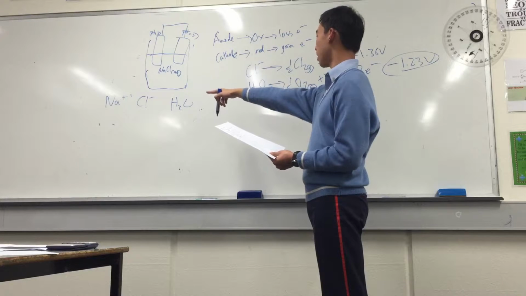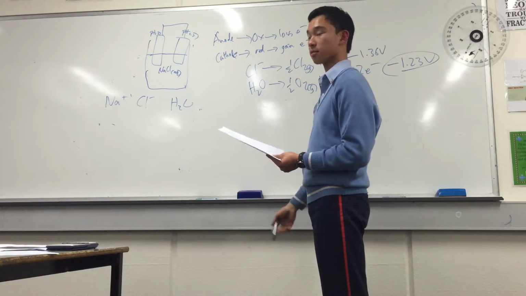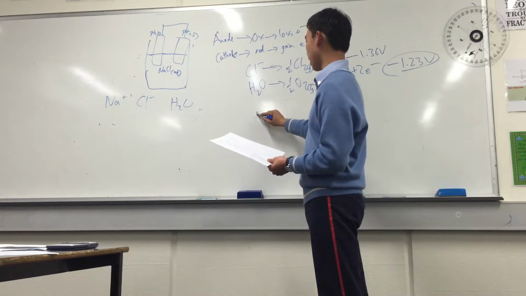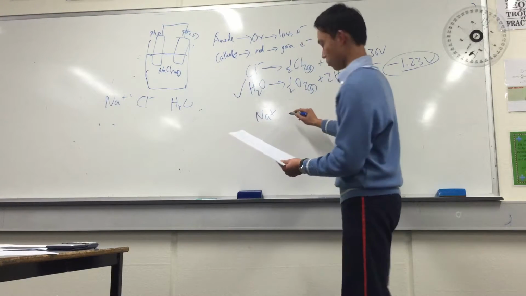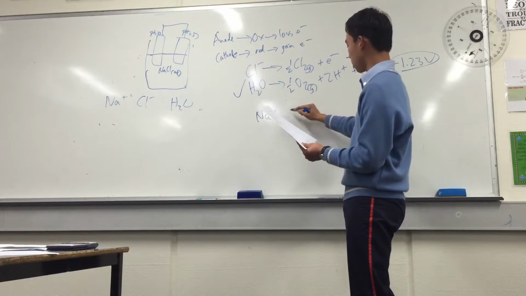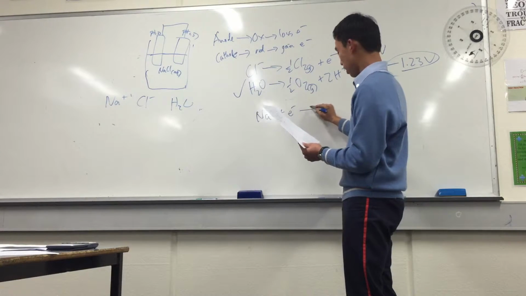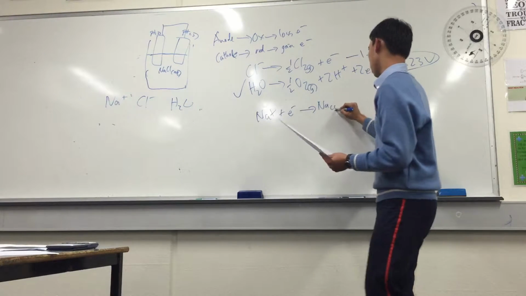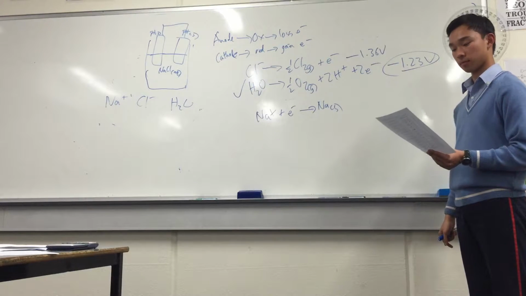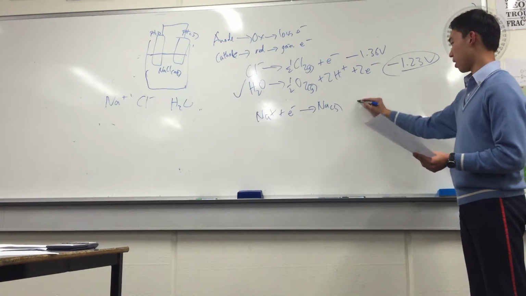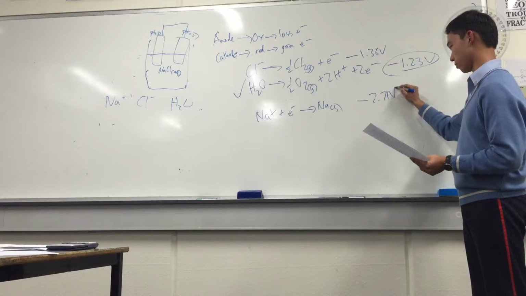My Cl- is not going to become Cl2-, so I can disregard that. I have Na+. What's my equation? Na+ plus an electron becomes Na solid. What voltage does that take me? How much energy does that take? Minus 2.71 volts.